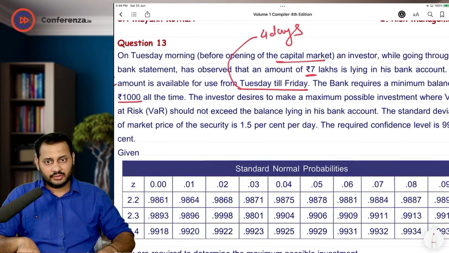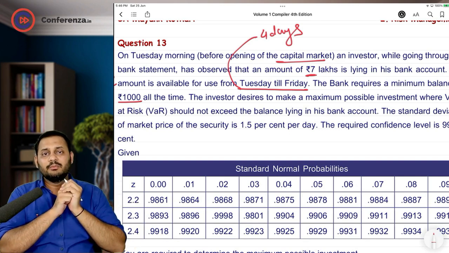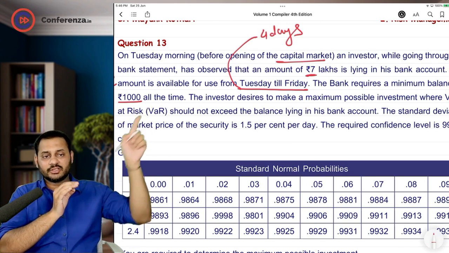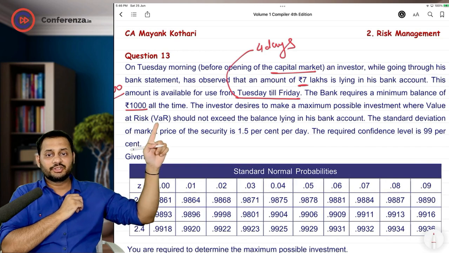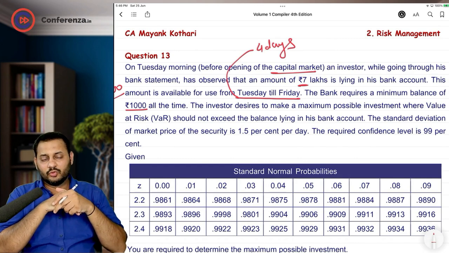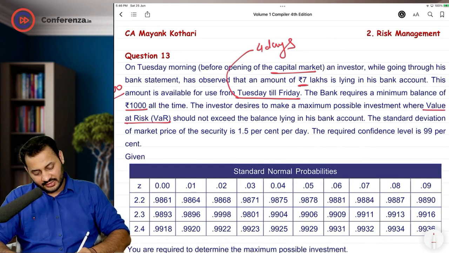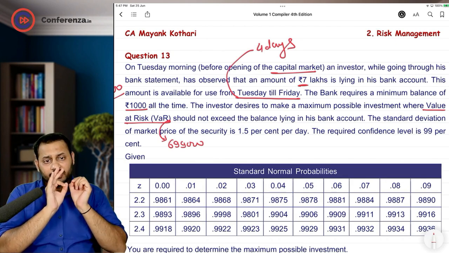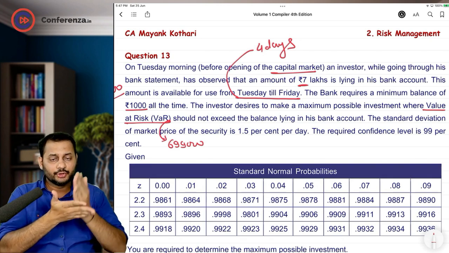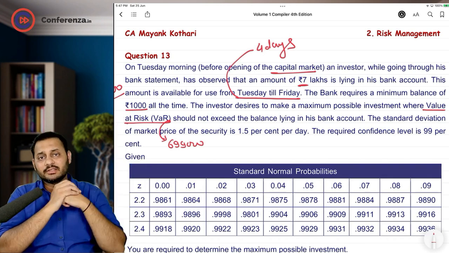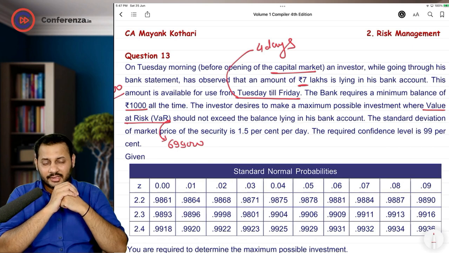Now, the investor desires to make the maximum possible investment where value at risk should not exceed the balance lying in his bank account. So VAR is given to you and it is 6,99,000. You might say, no sir, you are wrong. The statement clearly says that VAR should not exceed the balance in the bank account, and the balance in the bank account is 7 lakhs. But you are wrong at this time, my friend.